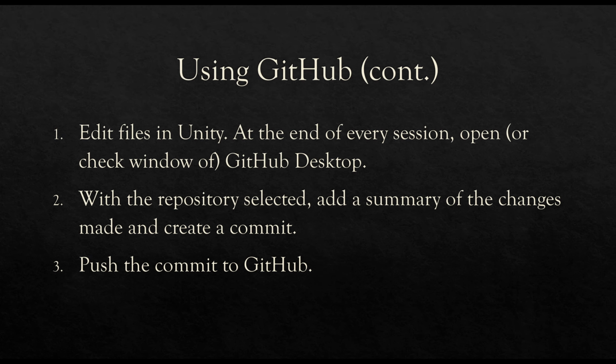At the end of a session, if we're about to close Unity or do something else, we can open or check the window of GitHub Desktop. Step 2, with the changes made and with the repository selected we created for this project, we want to add a summary of the changes, basically what we did. Did we add a new level? Did we edit some stuff, add some new script files? Basically what happened. We create that commit that will package the summary along with the list of changes, and then we push that commit to GitHub.